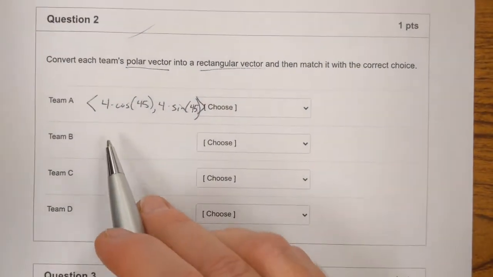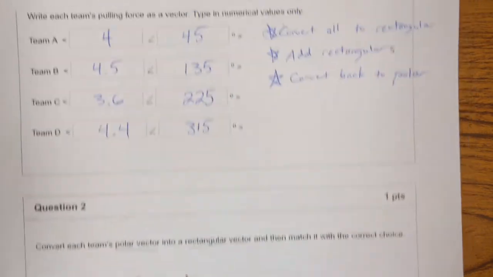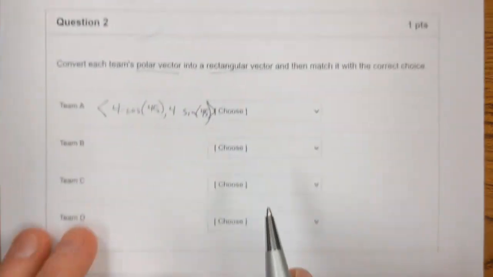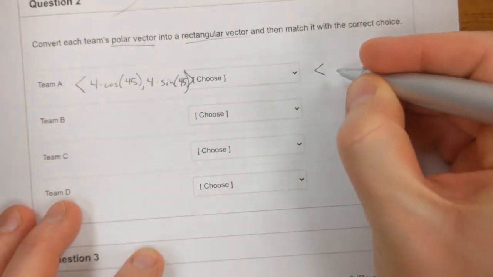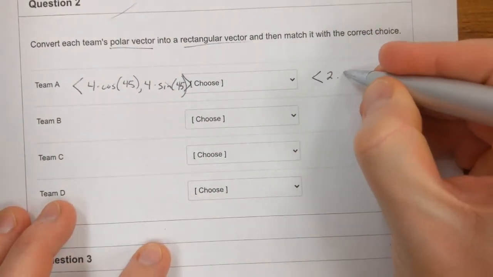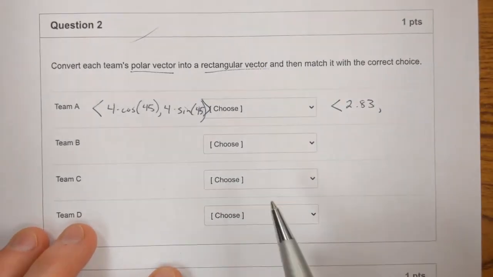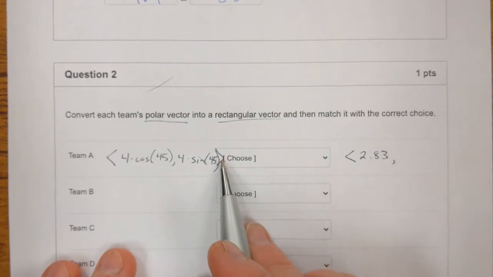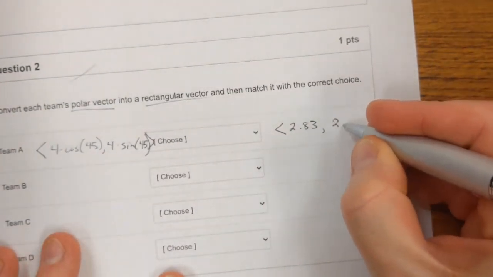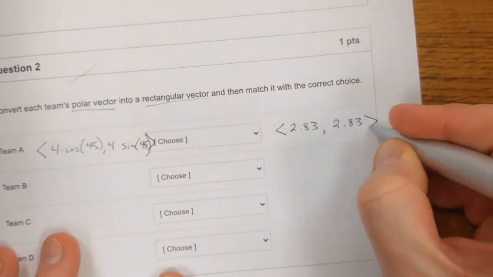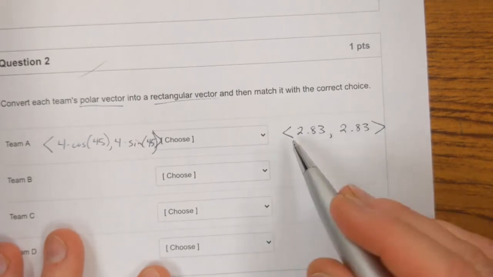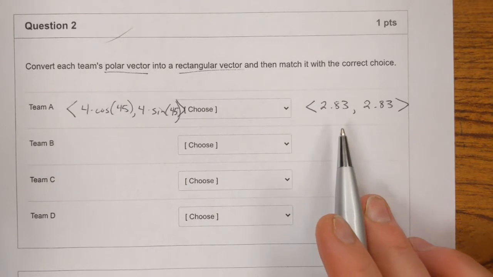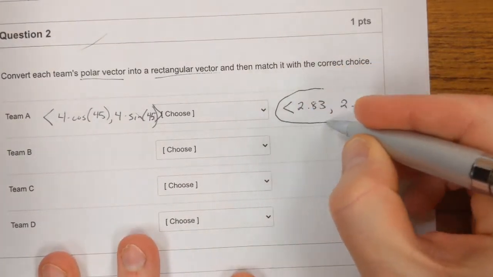So real quick reminder. For Team A, I'm going to take 4 times the cosine of 45, which comes out to 2.83. And then I have to take 4 times the sine of 45. And that actually also comes out to 2.83. 45 degrees has that effect where these numbers come out the same. Okay, so you're going to do that for all 4 teams, get them all in rectangular.